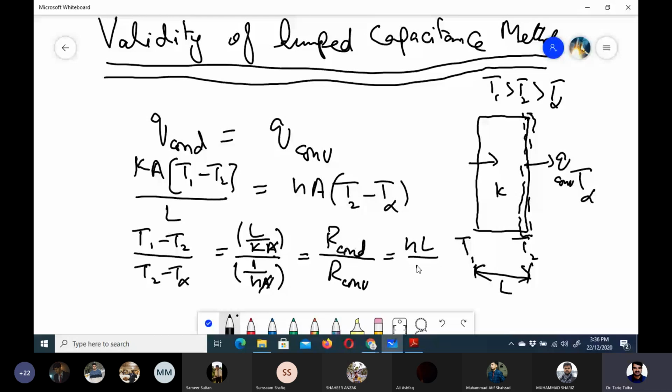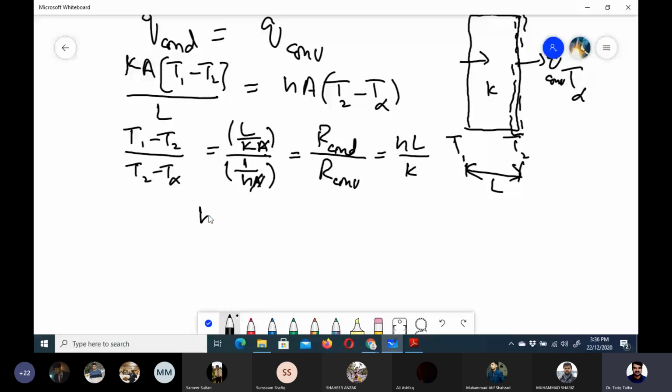This quantity HL upon K, by the way, is a dimensionless property. How can we know that? Because the unit of H is watt per meter square Kelvin, and length is meter.